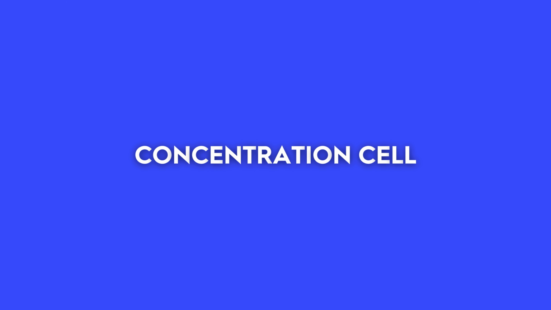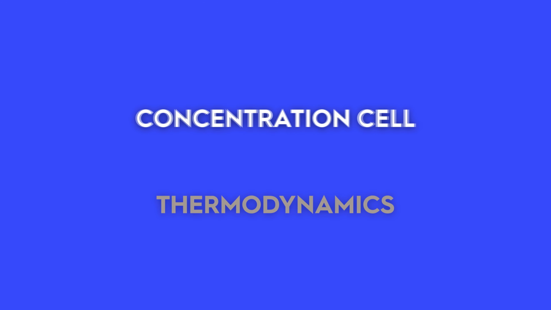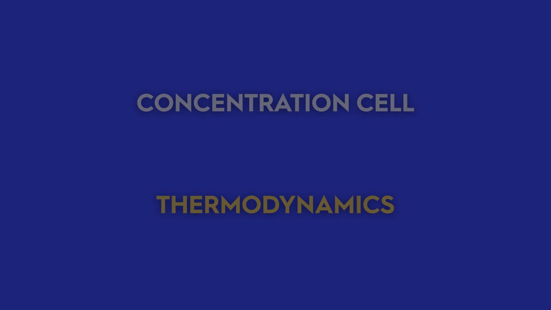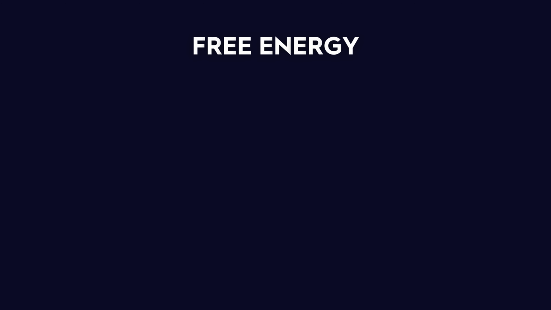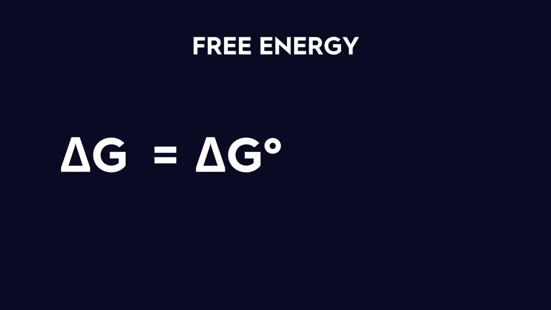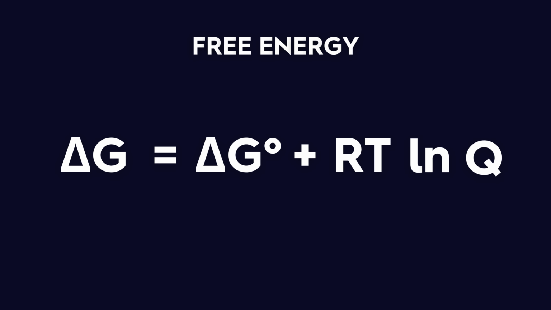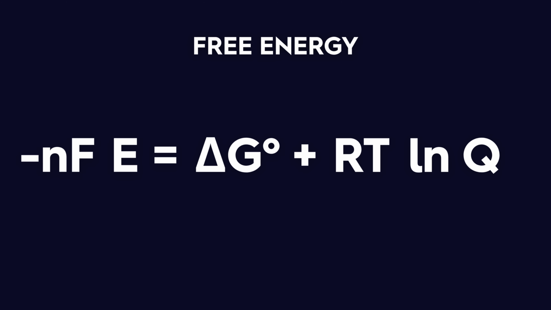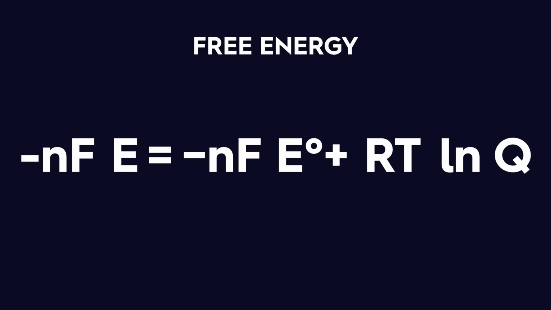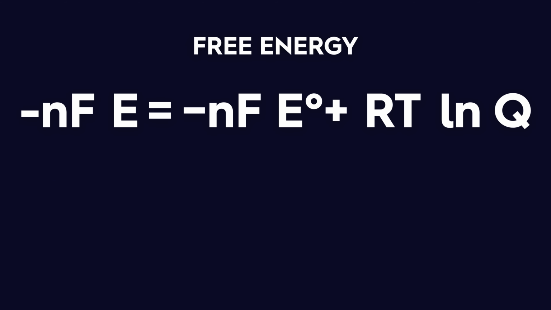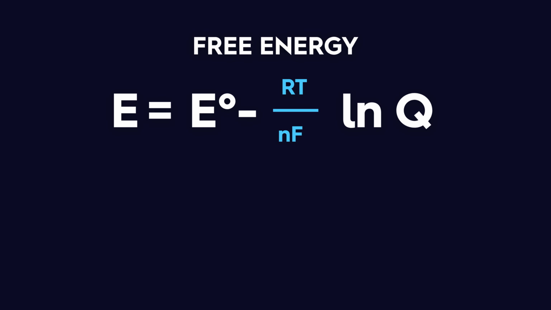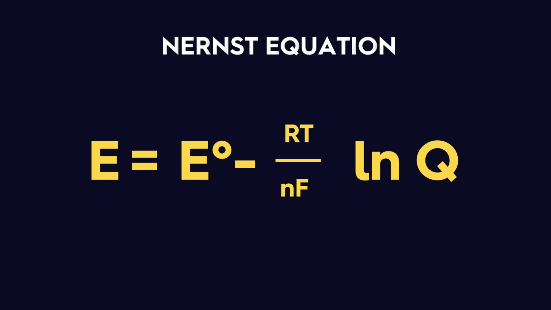Now that we've seen the concentration cell in action, let's connect it to the thermodynamics behind the scenes. We start with free energy, written as delta G equals delta G naught plus RT times the natural log of Q. Next, we substitute. Replace delta G with minus nFE, and delta G naught with minus nFE naught. Finally, divide both sides by negative nF, and we arrive at the Nernst equation: E equals E naught minus RT over nF times the natural log of Q.